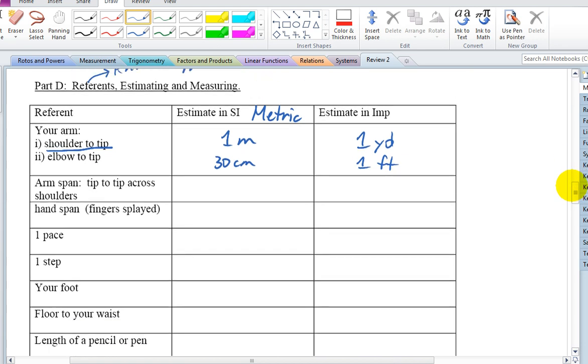What about your arm span from tip to tip? That's about 2 meters, or 2 yards. What about your hand span? How big do you think this is? Chris, what do you think? Close to a foot?